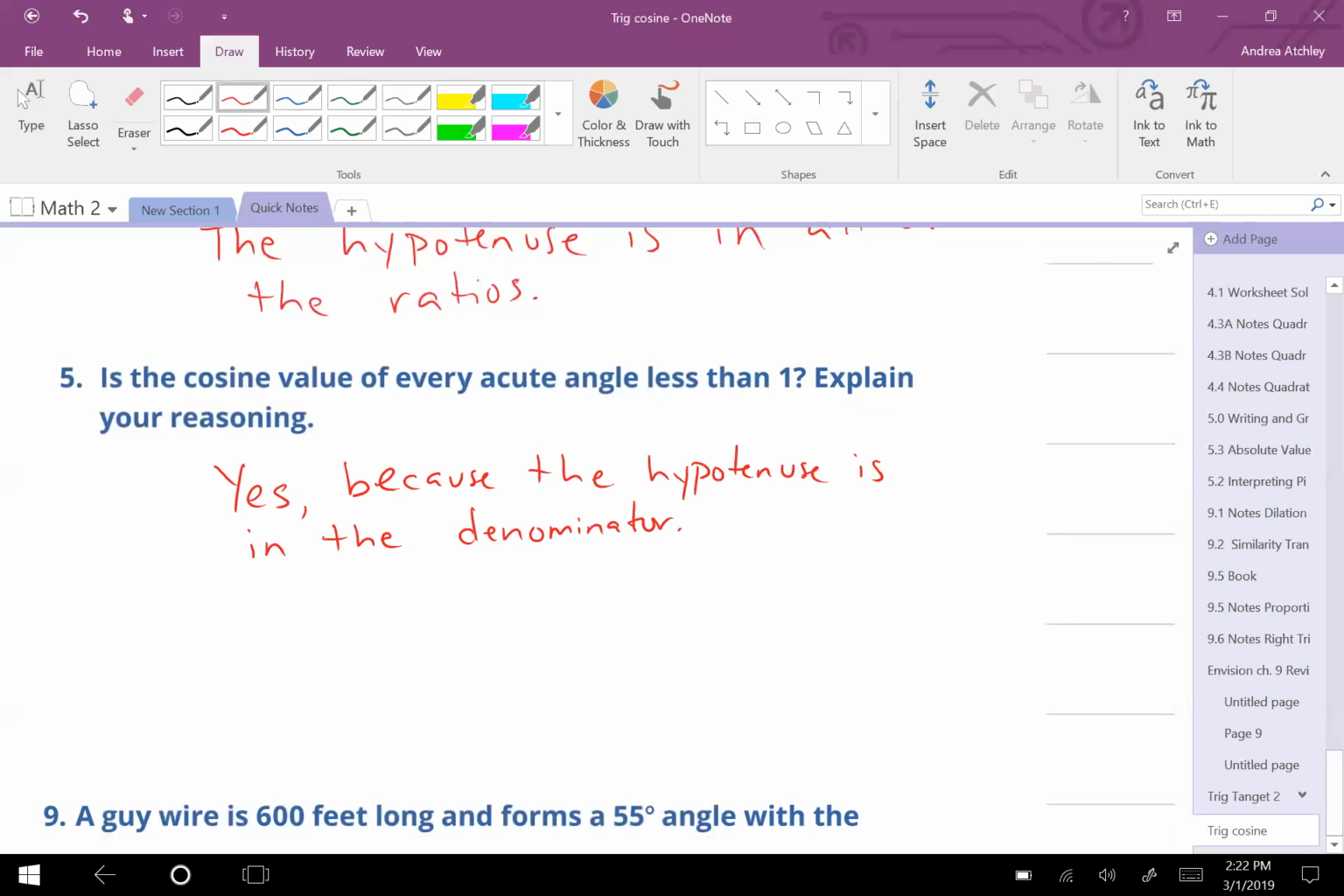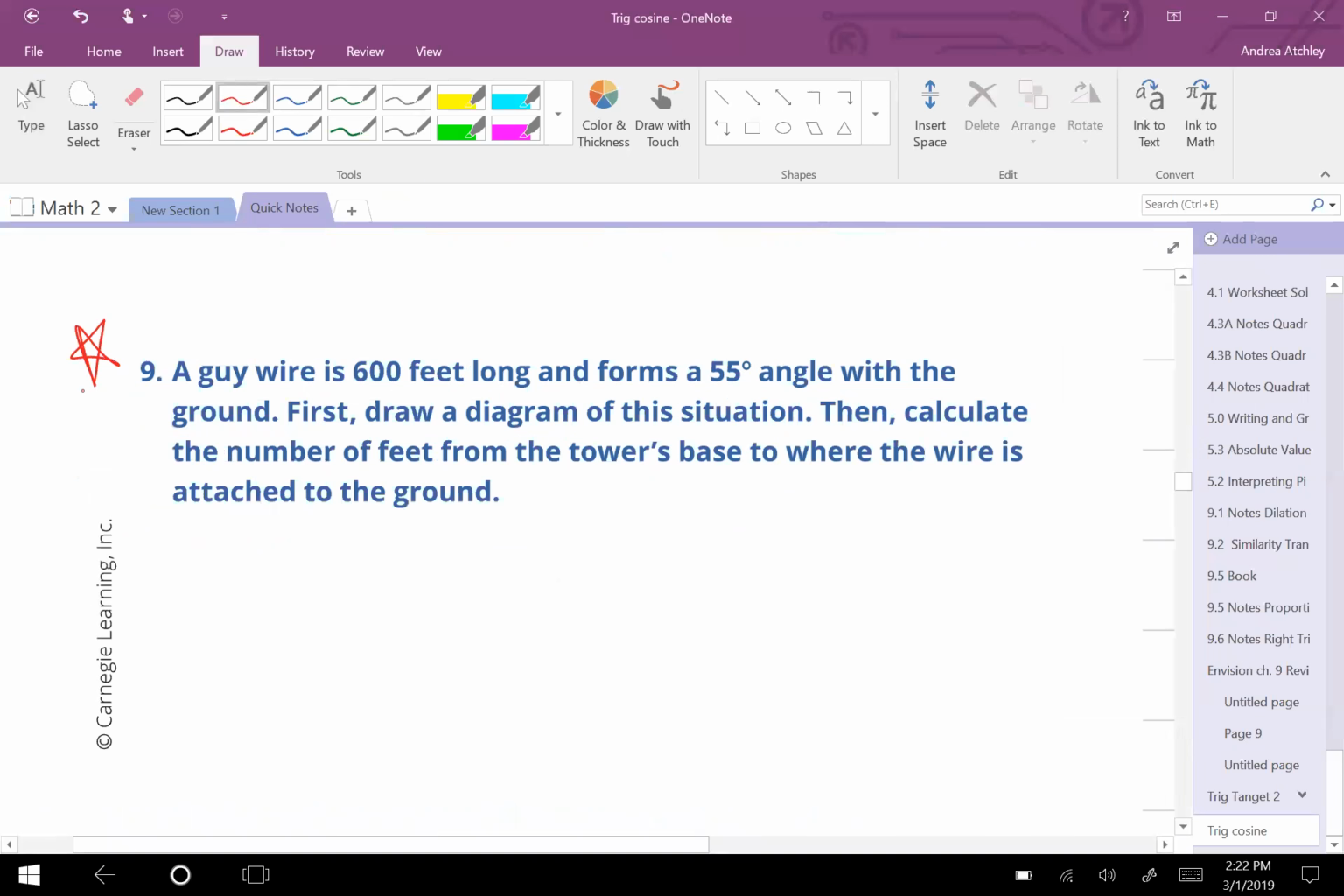Okay, number 9 is very important. This is going to be what your homework's going to look like, a lot of. So put a star by number 9 or highlight it or however you make sure it's easy to find when you go to look at your notes. Okay, I want everyone to draw the picture. What is that going to look like?